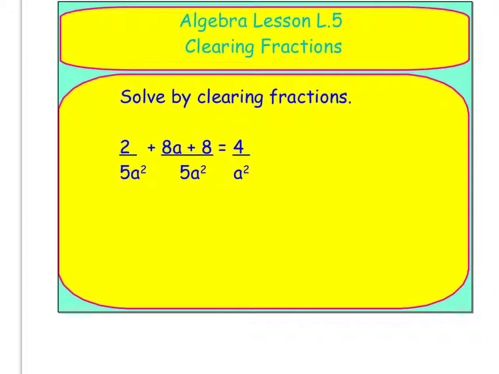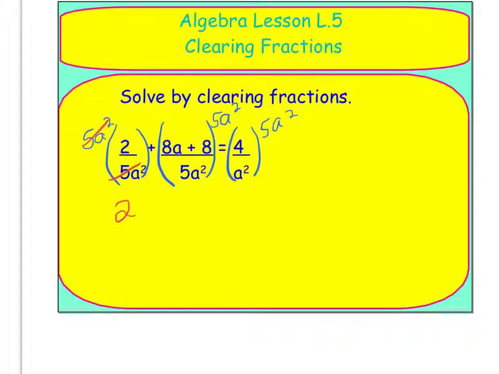On the next one, we're looking for the common denominator between 5a squared and a squared, and that is going to be 5a squared. So we're going to multiply the first one by 5a squared, the second one by 5a squared, and the third one by 5a squared. The first one, the 5a squareds can reduce off, and you're left with 2. Second one, the 5a squareds reduce, and you're left with 8a plus 8. And the a squareds can cancel off, so you're left with 4 times 5, which is 20.